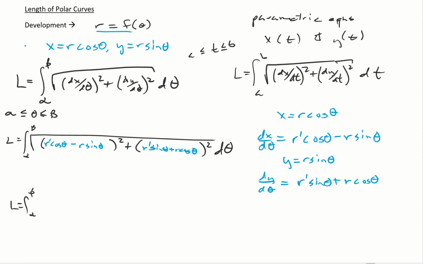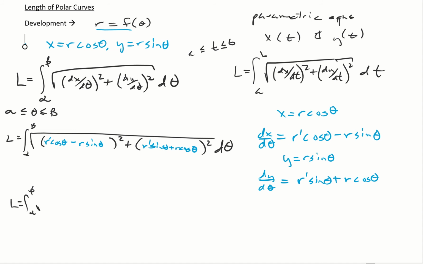You know, life is full of these moments where it has to get worse before it gets better. We just got to be patient. So we're going to square this. I'm going to write r prime squared cosine squared theta. I'm foiling this one out right now. I have minus 2 r prime r sine theta times cosine theta. And then the square of that term, so plus r squared sine squared theta.